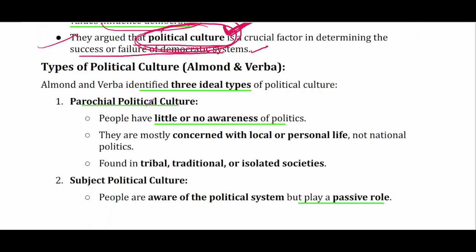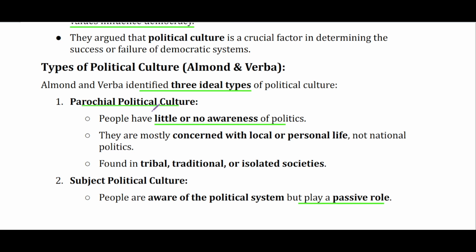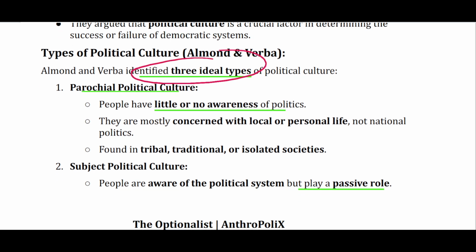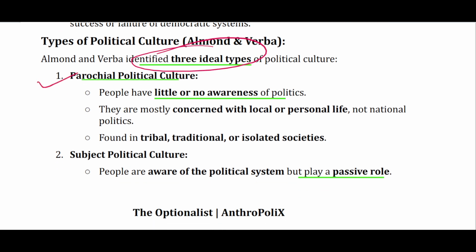Now the types of political culture given by Almond and Verba. They identified 3 ideal types of political culture. The first is parochial political culture, in which people have little or no awareness of politics.